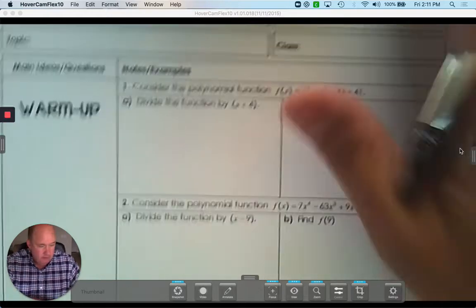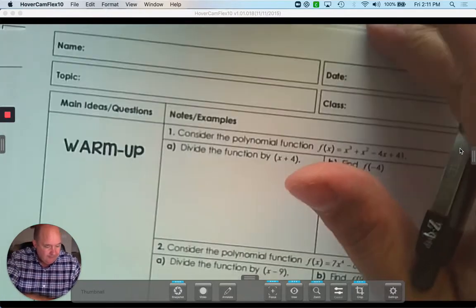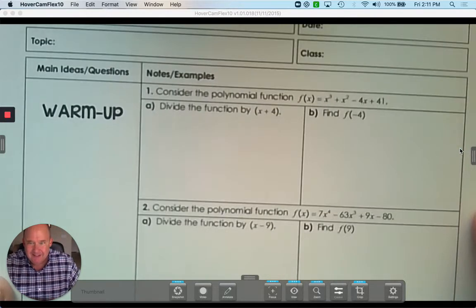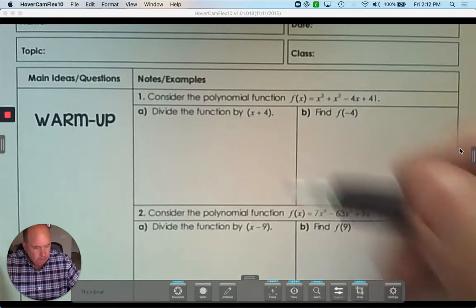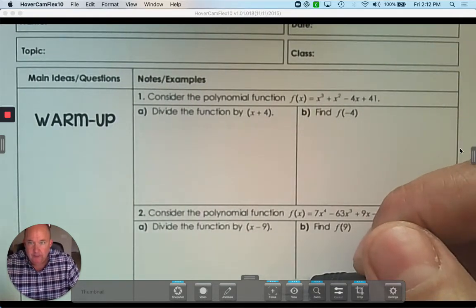All right, here we are. Today's lesson is on the remainder and factor theorems. But before we get to that, we're going to do a little warm-up with dividing.